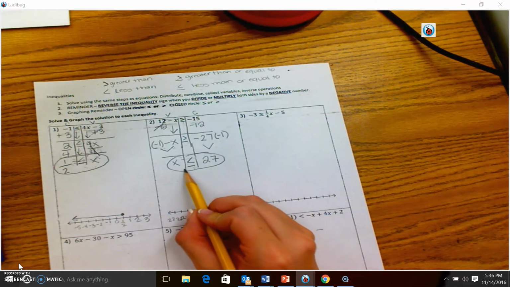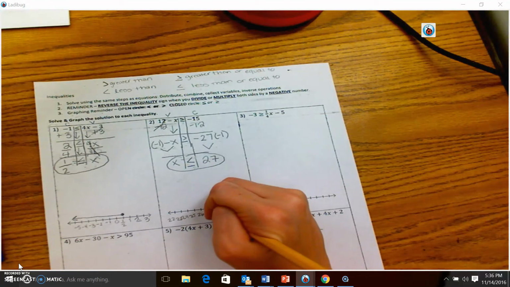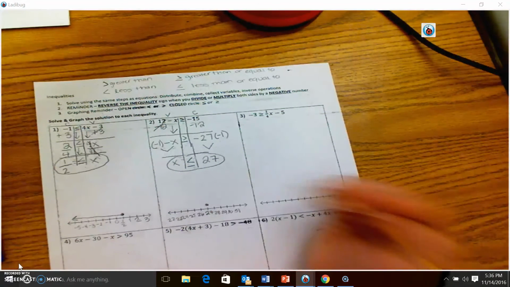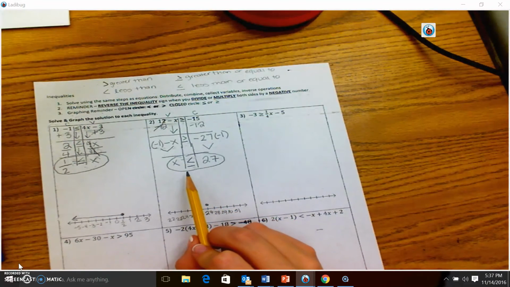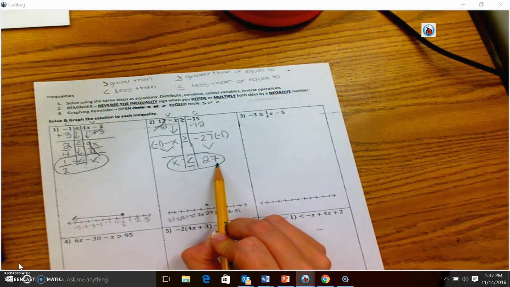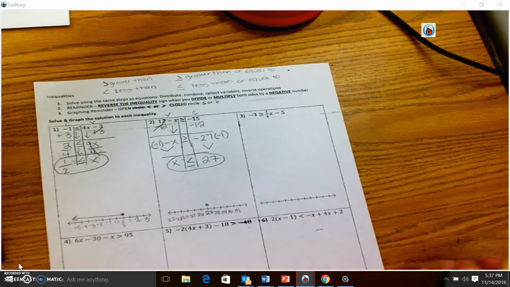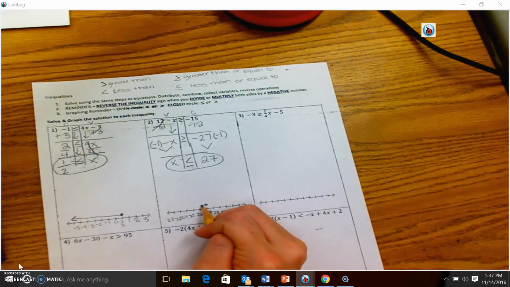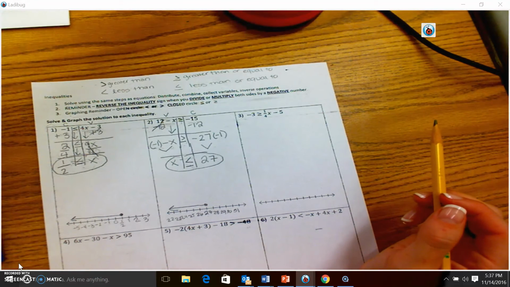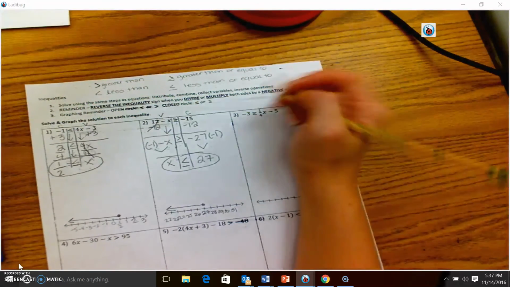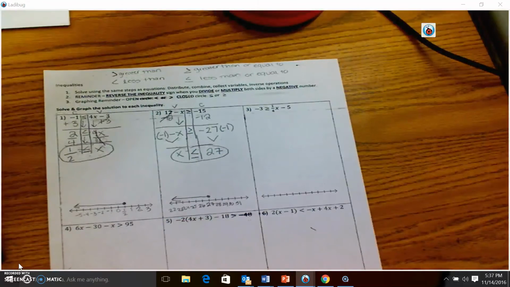Now, your closed circle, because it's a less than or equal to sign, is going to go above that 27, shaded in. And we know that this is saying x is less than or equal to 27. So our arrow, since it's less than or equal to, it's going to go in this direction because this shows that it's less than or equal to the 27. It does not go above it. All right, so I want you to pause this video and try number 3 and 4 on your own.